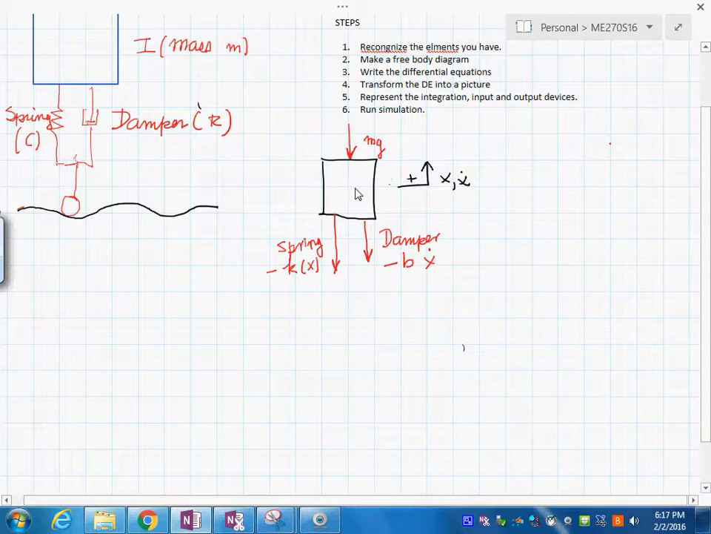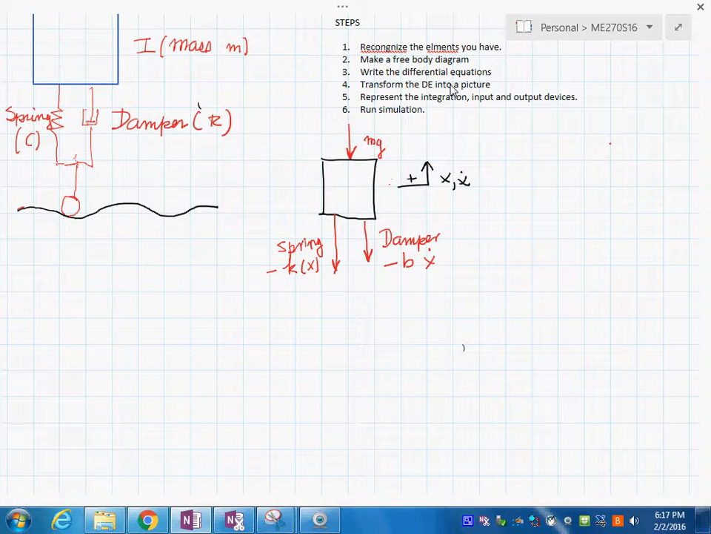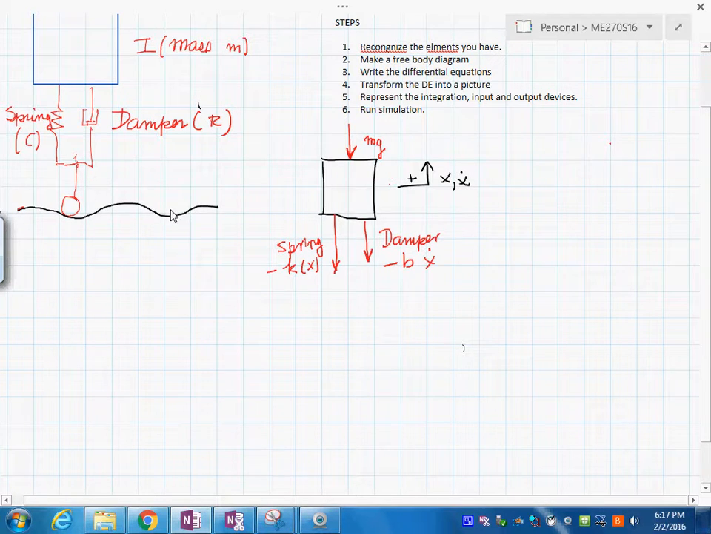All right, so we have done the free body diagram. We wrote the differential equations. No, we haven't written the differential equations. And then we transform the differential equations into a picture, and then represent the integration and run the simulation.